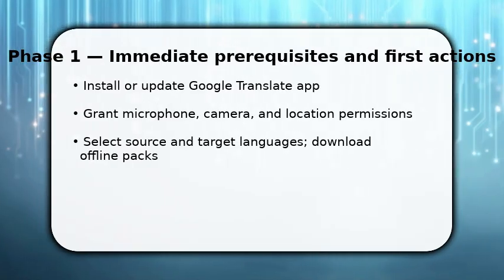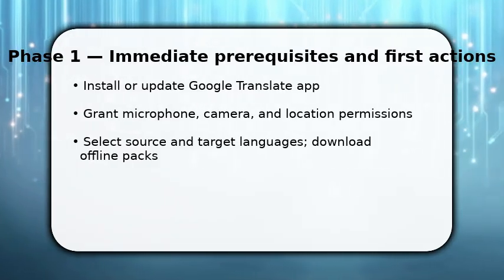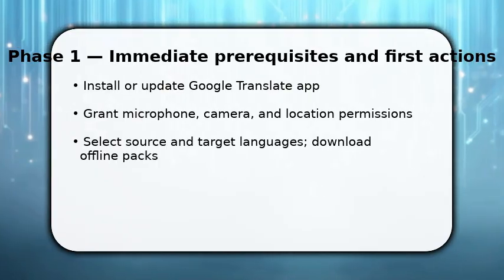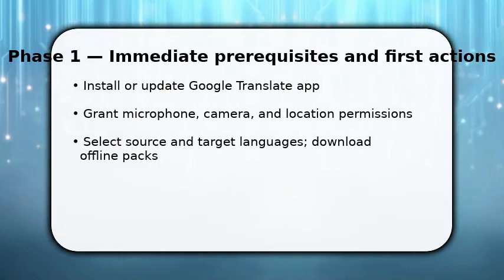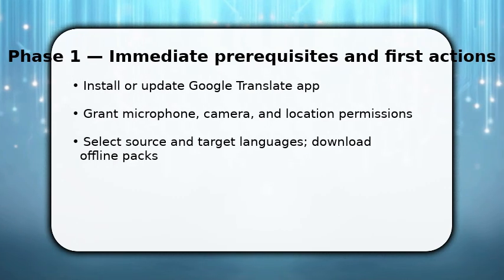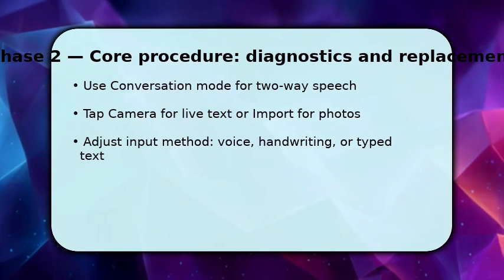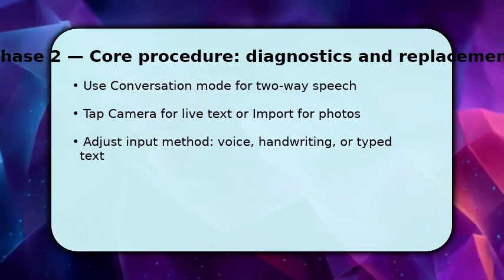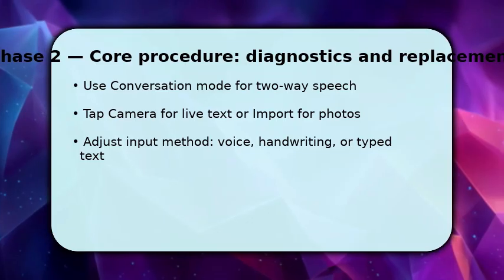This connects the app's capabilities to real-world input, which is the first actionable move toward translating speech or printed text on the spot. You switch to conversation mode for real-time two-way speech. Press the microphone and speak naturally, and the app translates aloud and shows text.